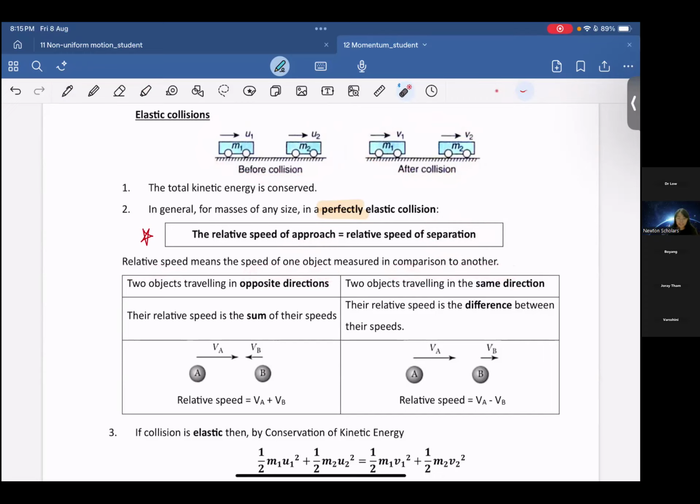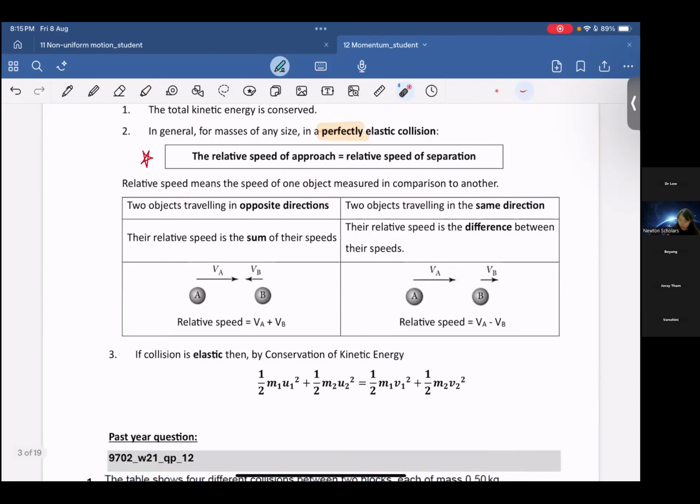Okay, so here, how do we calculate the relative speed? If the objects are moving in opposite directions, then we add them up. If they are in the same direction, then we use the bigger one minus the smaller one. This is the way we calculate the relative speed.